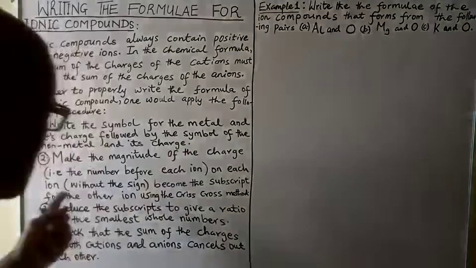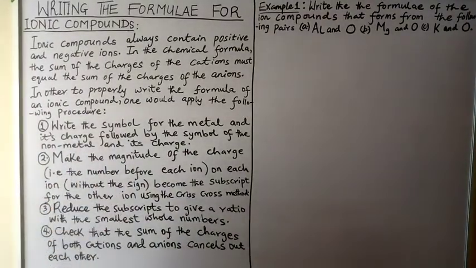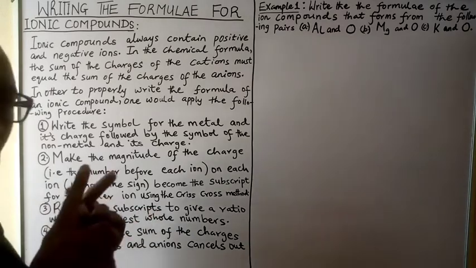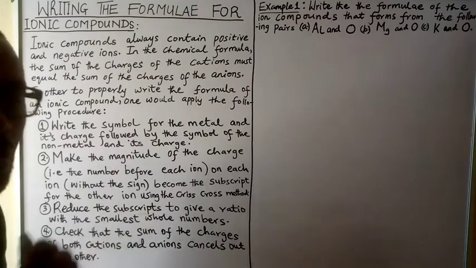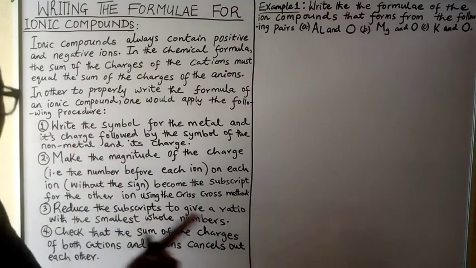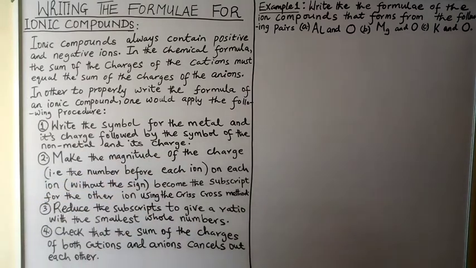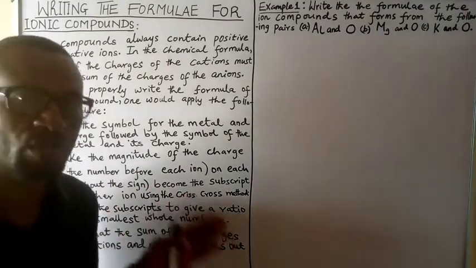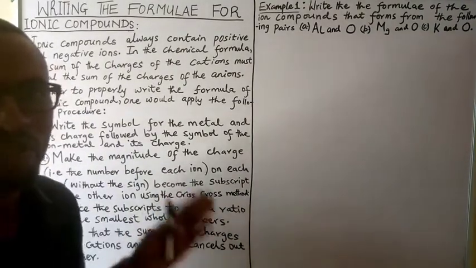But in the second rule, you now take the magnitude of charge, that is the number in front of the charge. Is it +1 or is it +2? That 1 is the magnitude of that first charge, while 2 is the magnitude of the second charge. So now make the magnitude of the charge on each ion become the subscript for the other ion using what we call the crisscross method. I always advise my students to use the crisscross method.